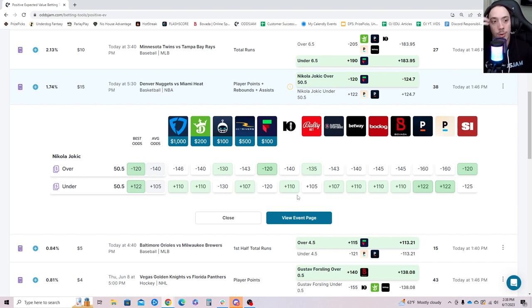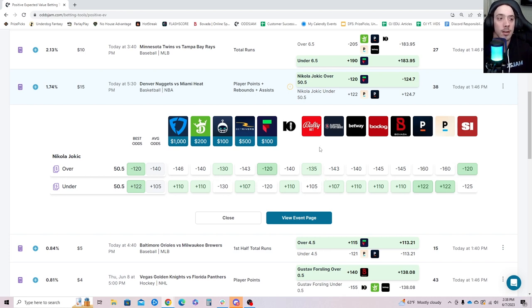So in the end, that's why line shopping is so important. Having access to multiple books, that's the key to making you a long-term profitable sports bettor. Not having one or two books, or three or four, you're pushing for opportunity. You need a little more. I would say at least five or more books to have a chance to be somewhat successful with positive EV betting.